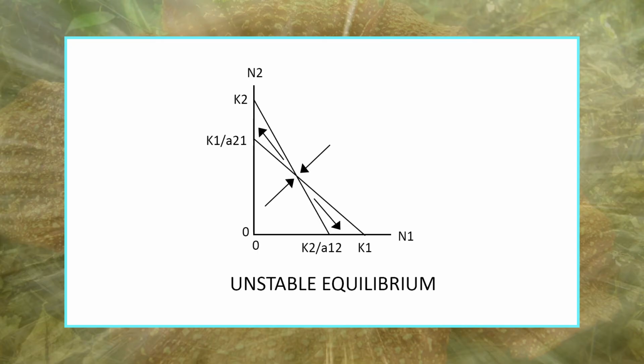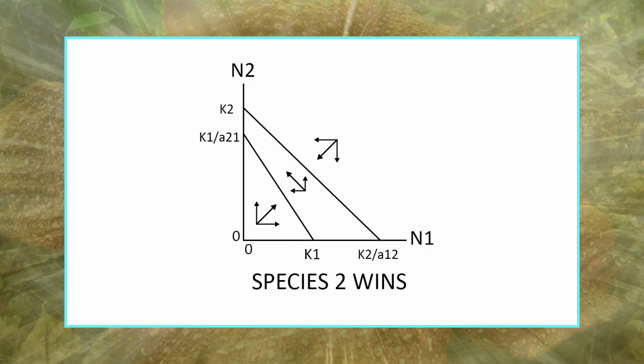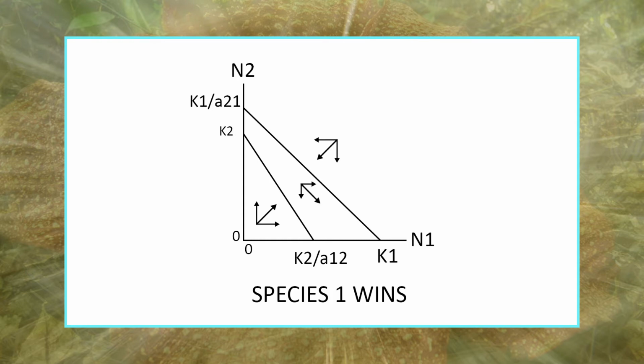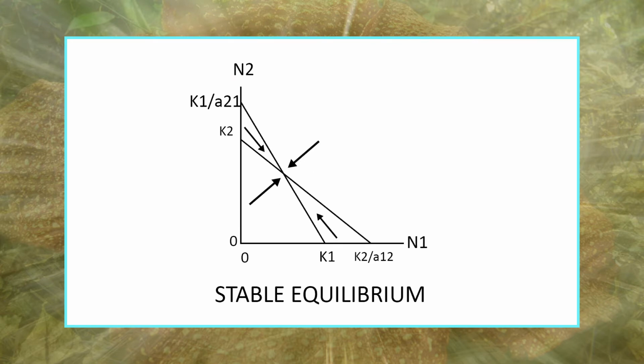The outcome of competition depends on the relative values of K1, K2, alpha 1 2 and alpha 2 1. If K1 by alpha 1 2 is less than K2 and K2 by alpha 2 1 is less than K1, either of the species wins. If K1 by alpha 1 2 is less than K2 and K2 by alpha 2 1 is greater than K1, species 2 wins. If K1 by alpha 1 2 is greater than K2 and K2 by alpha 2 1 is less than K1, species 1 wins. And if K1 by alpha 1 2 is greater than K2 and K2 by alpha 2 1 is greater than K1, there is stable coexistence of species.